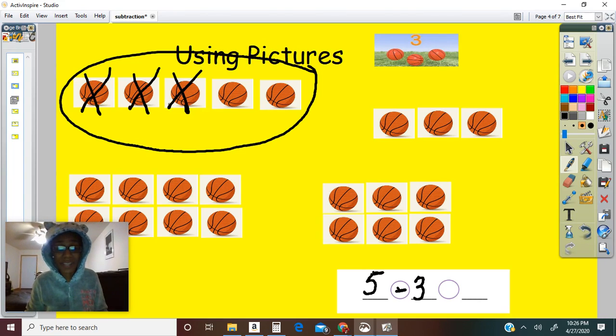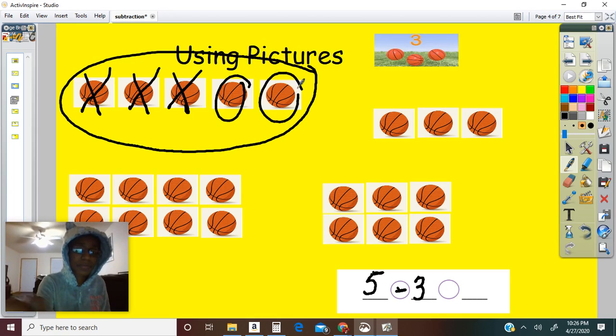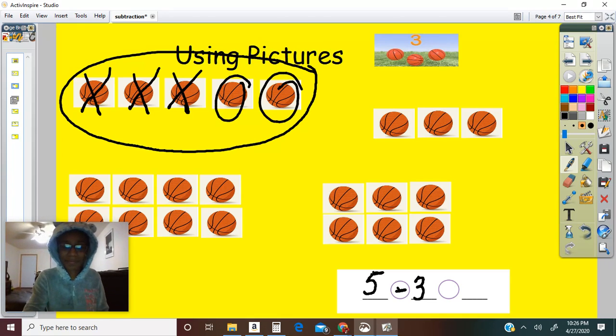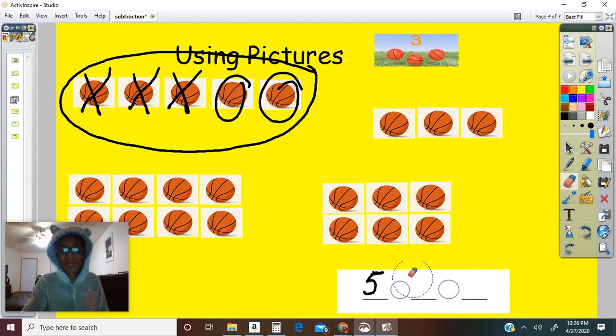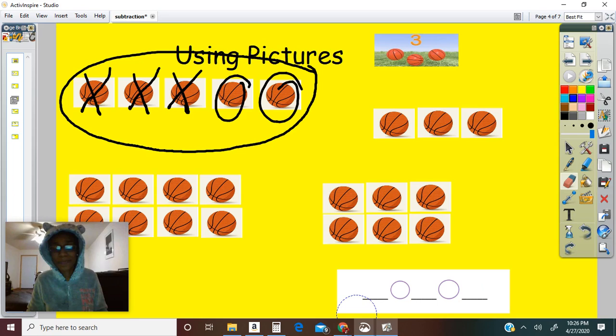How many do I have left? Let me double check my answer and see. 1, 2. Now I know that 5 minus 3 equals 2. Awesome job. Let's try the next one.